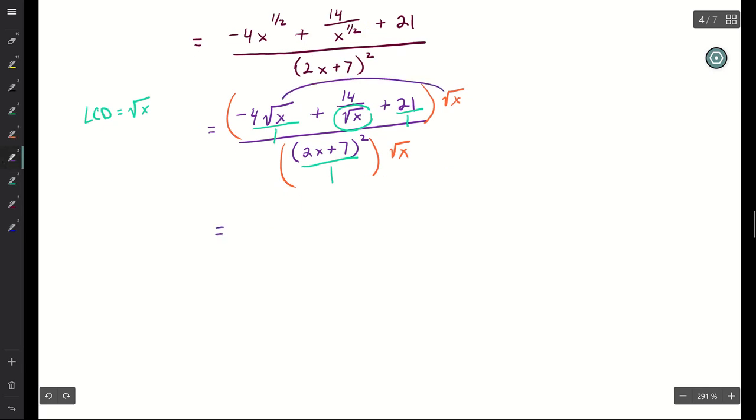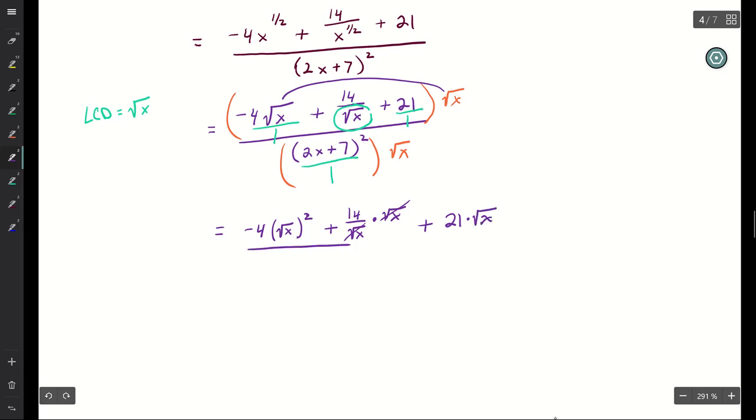So distributing there, we get negative 4. And then what happens if you do root of x times root of x? Well, you get root of x all squared. On the next piece, you have 14 over root of x times root of x. What happens when you do that? Well, because this is over root of x and you're multiplying by a root of x, those roots of x are going to end up canceling out. And then at the end, the 21's over 1. The over 1 part in this situation really doesn't make a difference. So you're going to just end up with 21 times root of x.